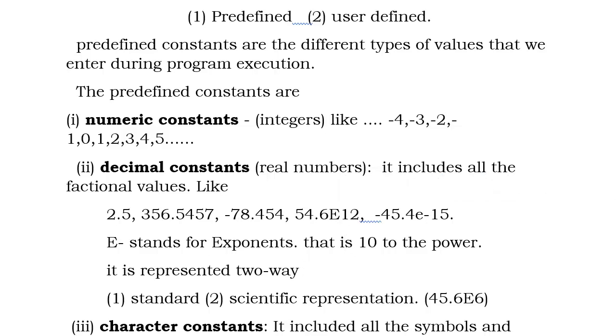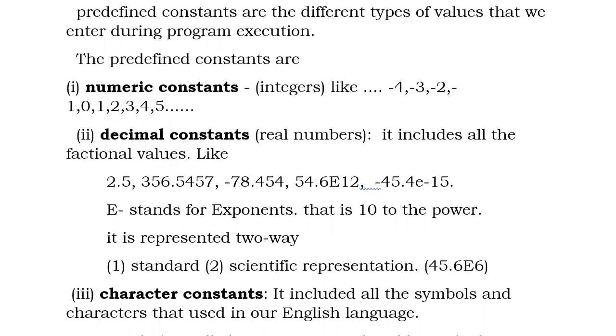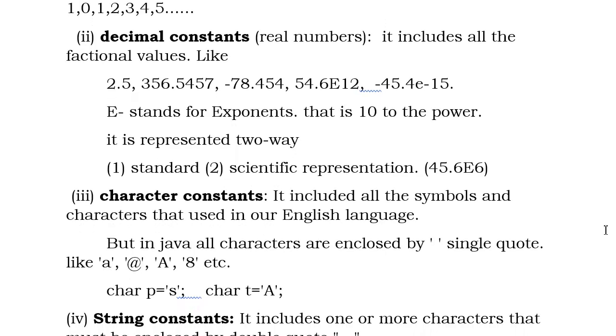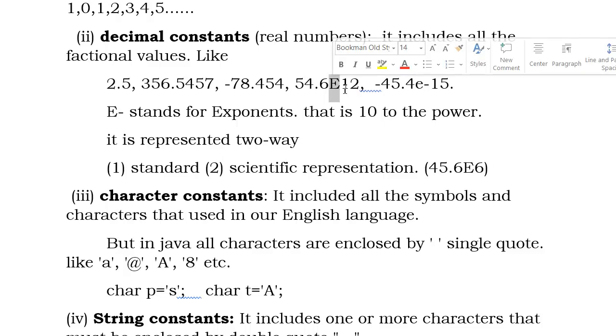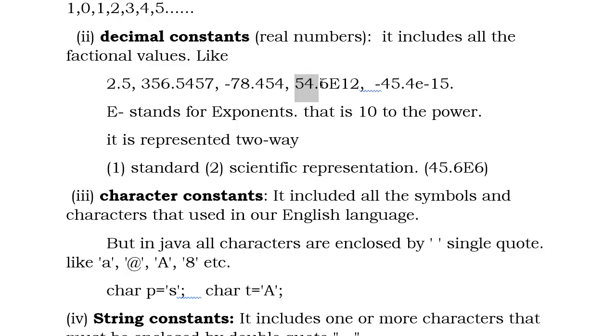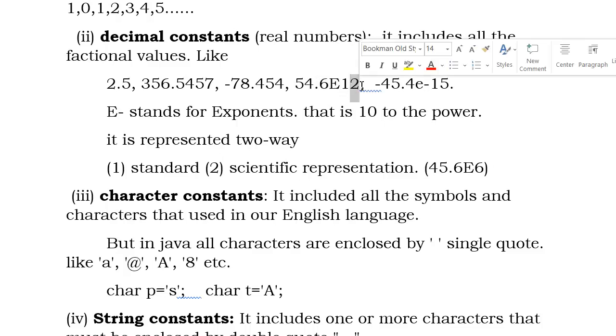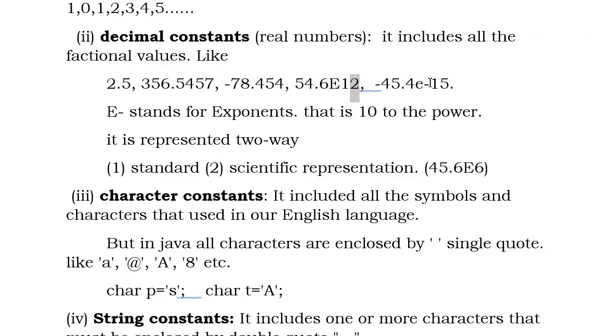So while working with Java, we will get so many large values, and these large values will be represented by e. e means 10 to the power, so this is equivalent to 54.6 into 10 to the power 12. Okay, this is in minus 10 to the power minus 15. Now, one is called the standard representation, another is called the scientific representation.